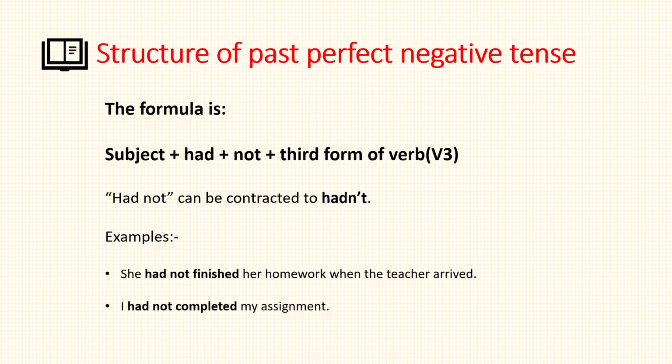Now we will see how to write the past perfect negative tense. There is also a predefined structure for the past perfect negative tense. First of all, we have to write the subject, then had, then not, and then the third form of the verb. Now you can see that the structure is same as that of the past perfect tense, where we added the subject, had, and then the third form of the verb. But in order to convert the sentence into the negative form, we will add not. By adding the not, the past perfect tense will be converted into the past perfect negative tense.